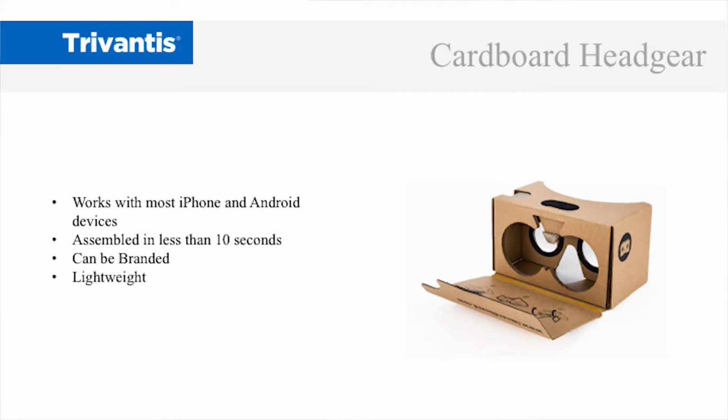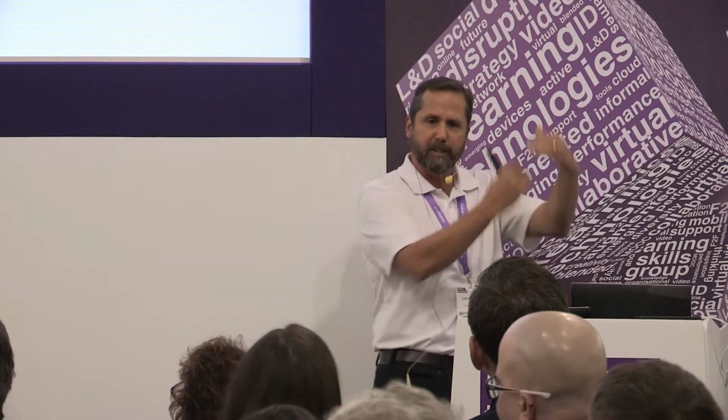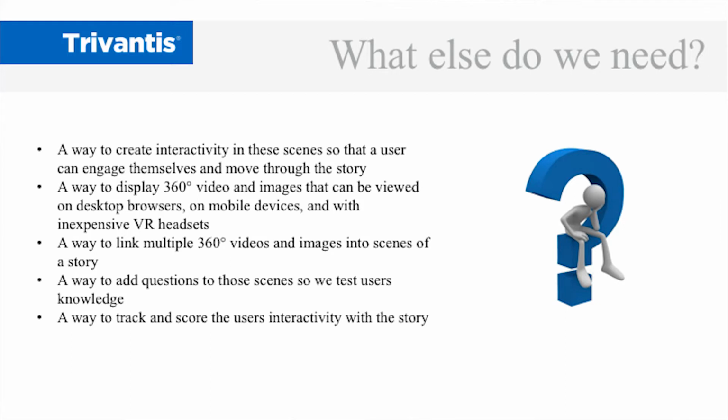So what else do we need to do? Well, in order for it to be VR, we need a way to create interactivity within those scenes. We have the 360 videos, we're recording them with cheap cameras, we're looking at them in cheap goggles, but how do we create interactivity? How do we show it in our LMS? How do we load it into our LMS? It's something new, something different. My LMS doesn't take 360 video as one of its input types. How do you get it in there? And you have to be able to link multiple 360 videos together. So how do I get that interactivity?